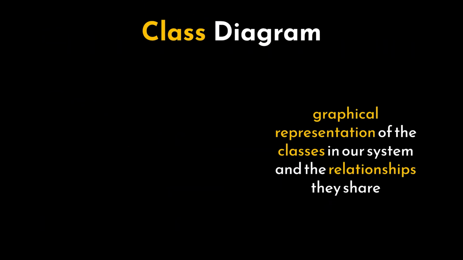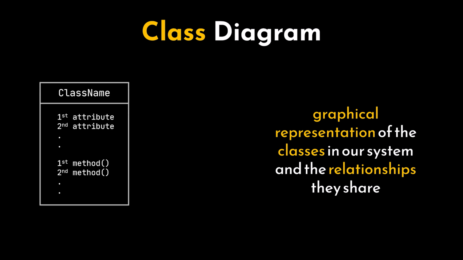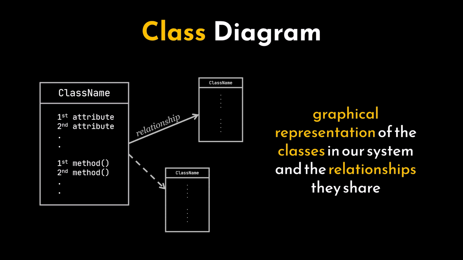Okay, to start off, a class diagram is a very simple graphical representation of the classes in our system and the relationships they share. Each class representation has three sections: the name of the class at the top, the attributes in the middle, and the behaviors or methods at the bottom. The different relationships between classes are shown by different types of arrows, which we will discuss in a bit.